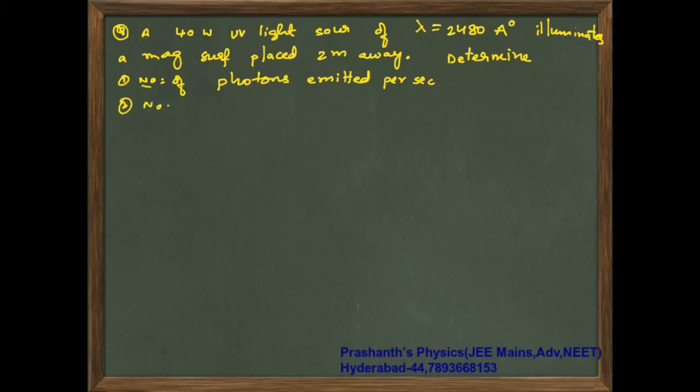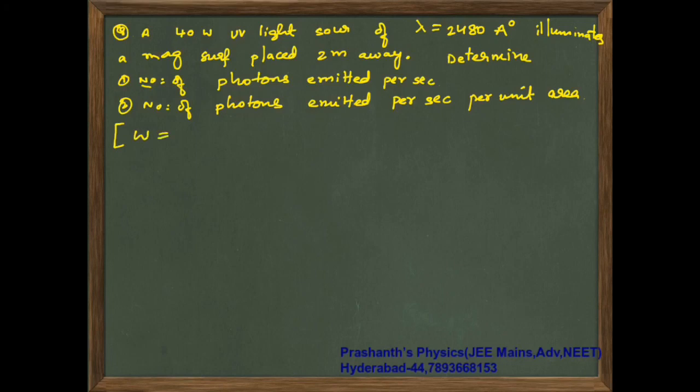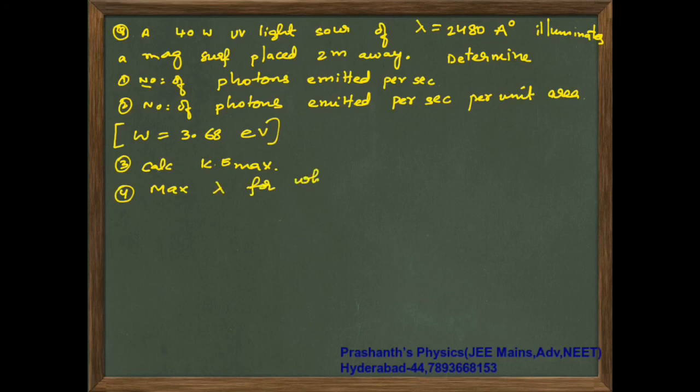Second, number of photons emitted per second per unit area. That is your second question. Take work function as 3.68 electron volts. Third question, calculate Ke max. Fourth, max lambda for which photoelectric effect is observed. Try this, then I'll explain the solution.